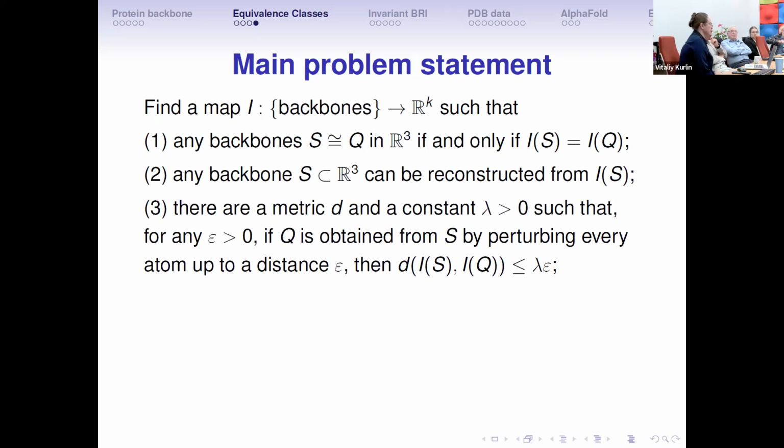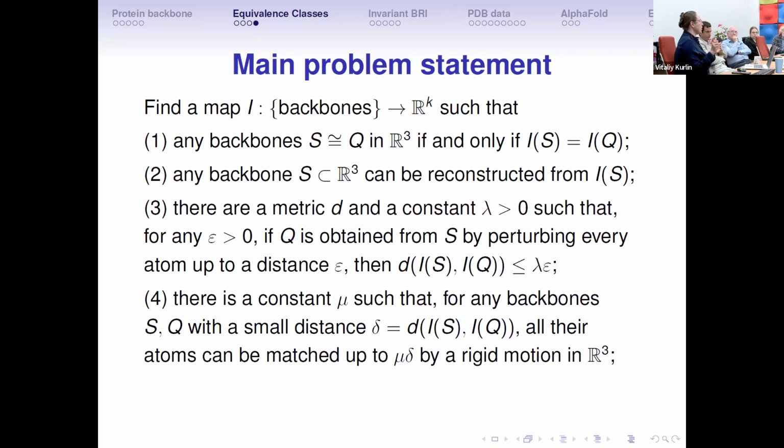We would like the metric to be continuous, more precisely, Lipschitz. We would like to have Lipschitz continuity, which is one of the strongest continuities we might have. Basically, it means that if two objects are very close to each other, then we would like to have the same property for the invariants: they should not be very far from each other in the chosen metric.